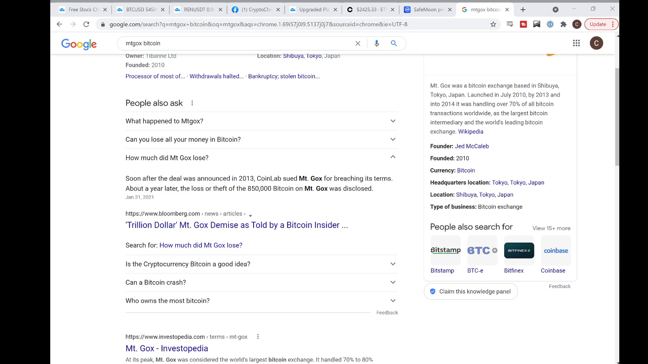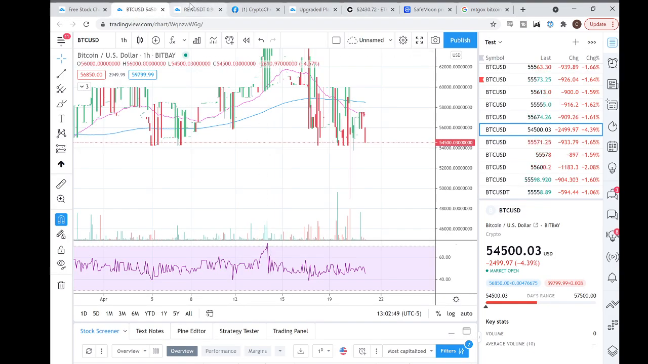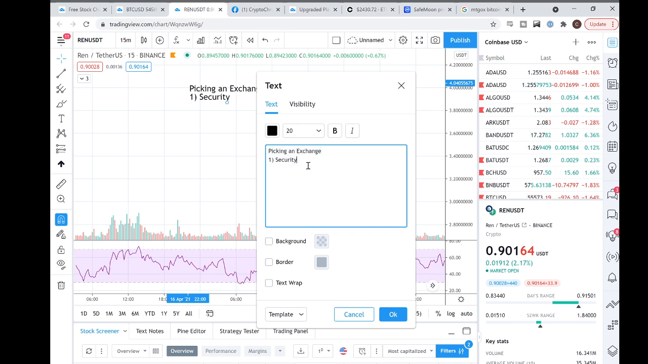Okay, security is extremely important when it comes to your exchanges. So whether or not it was actually hacked like they claimed, or the owners basically closed it down and ran away, which is also very possible, the point is security is extremely important.